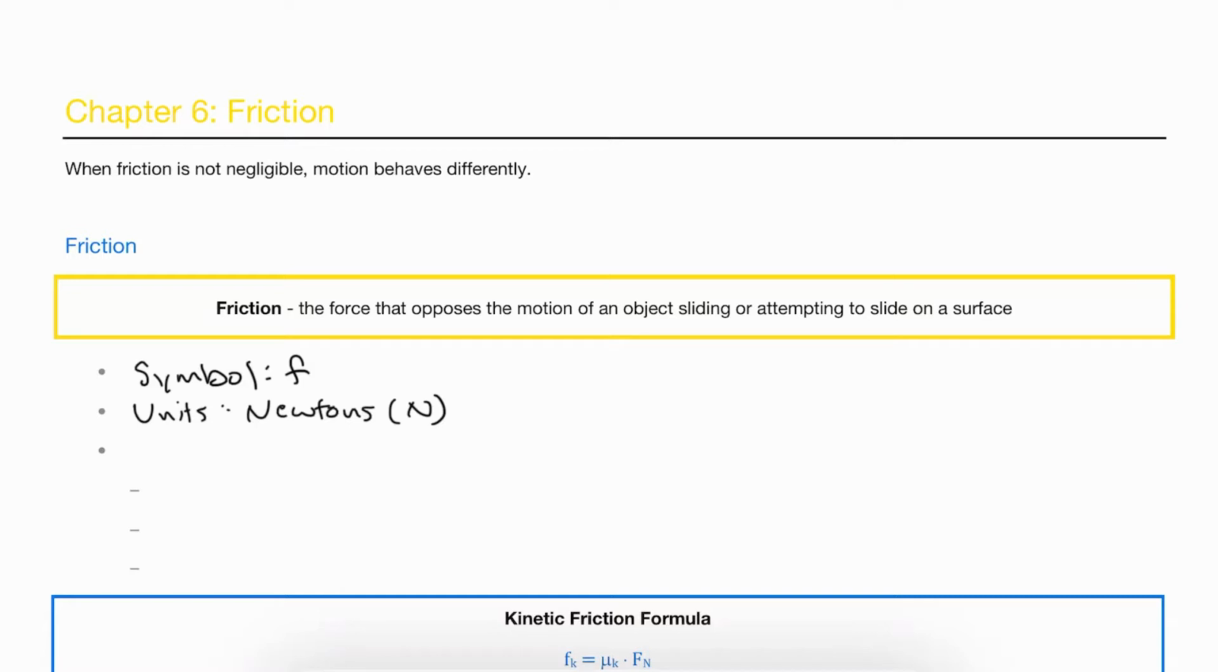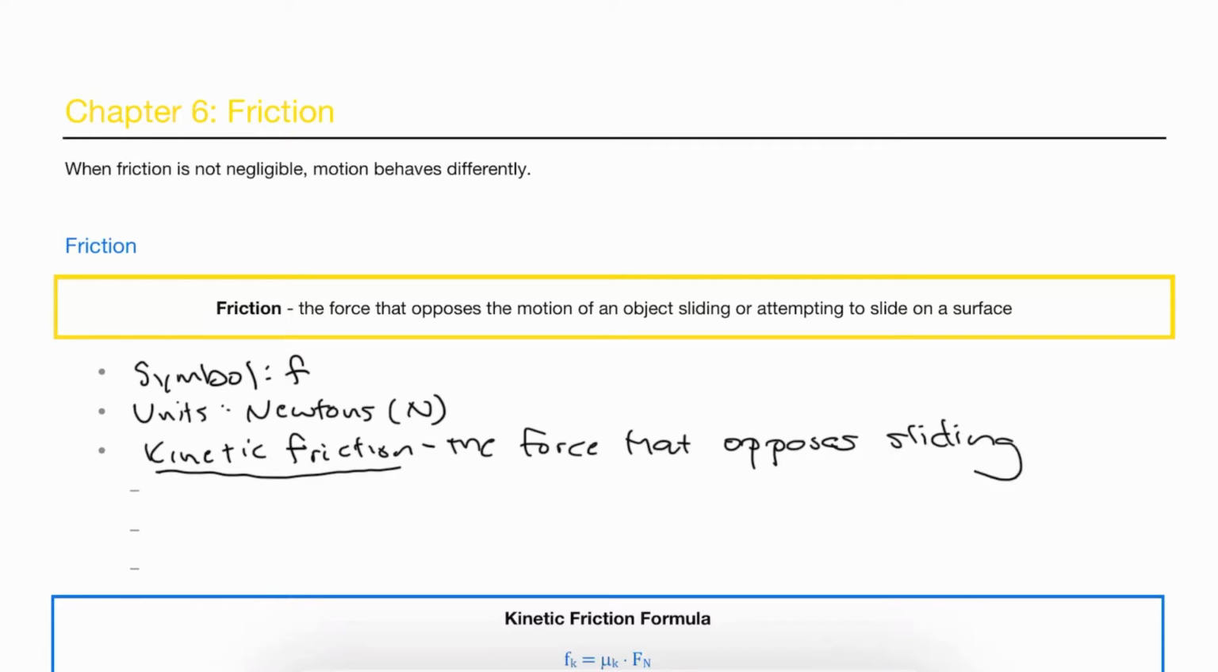The first is when the object is actually sliding along the surface. In this case, we describe that friction as kinetic friction, the force that opposes a sliding object. Its symbol is F sub k. And the nice thing about kinetic friction is it is constant. And so while friction may make situations more complex, having a constant force is still vital because it means it provides a constant acceleration, and a constant acceleration means that we can use the kinematic equations.